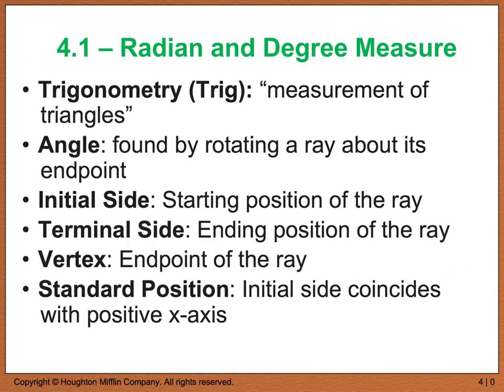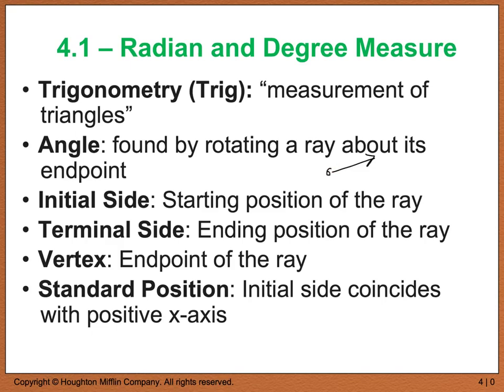While we're talking about trig, we also have to look at angles. Now, if you recall, we did talk about this a little bit in Algebra 2. An angle is found by rotating a ray, and remember, a ray is a half line, and it's typically shown something like this. So we have a ray that's being rotated about an endpoint, the endpoint being something like this.